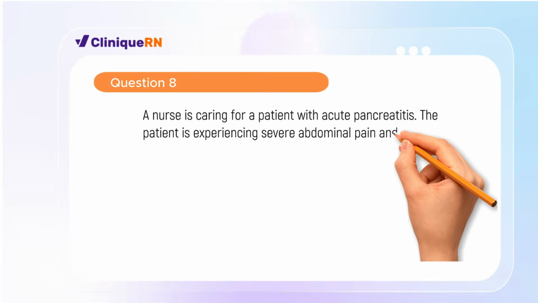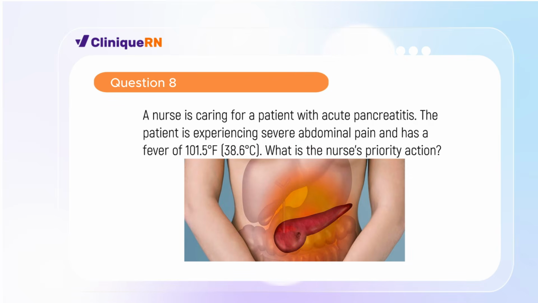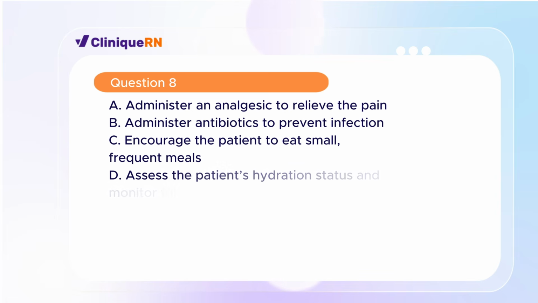Question 8. A nurse is caring for a patient with acute pancreatitis. The patient is experiencing severe abdominal pain and has a fever of 101.5 degrees Fahrenheit, 38.6 degrees Celsius. What is the nurse's priority action? A. Administer an analgesic to relieve the pain. B. Administer antibiotics to prevent infection. C. Encourage the patient to eat small, frequent meals. D. Assess the patient's hydration status and monitor for complications.